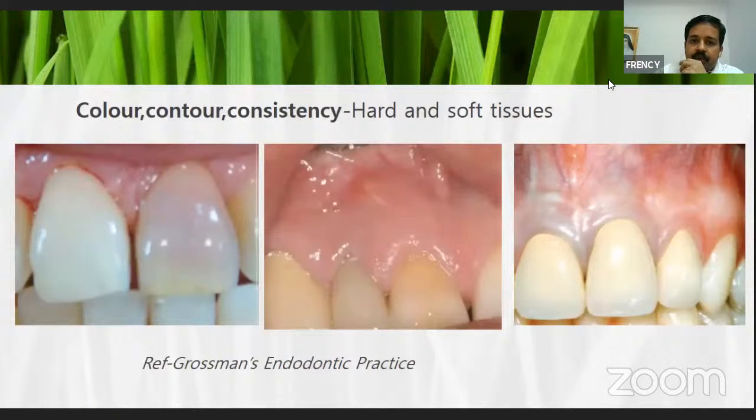So first of all, in the examination part, we have to examine the color, contour, and consistency of both hard and soft tissue. Is there any color change, like erythematous changes? Then contour: is there any swelling, fluctuation? For both hard tissue and soft tissue, we have to examine. If it is hard tissue, whether there is any bony expansion, any color change of the tooth. In the hard tissue, we have to examine both the tooth and the bone part.